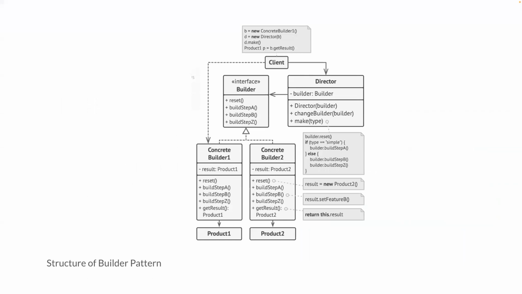This is the structure of the builder pattern. As you can see, I have a builder interface here, which declares product construction steps. There are two implementations, Concrete Builder 1 and Concrete Builder 2. They describe in detail what each step in the build process is. There is a director class as well, which defines the order in which to call the construction steps. As you can see in the code snippet, steps A, B, and Z are called sequentially or conditionally through the code in the director.